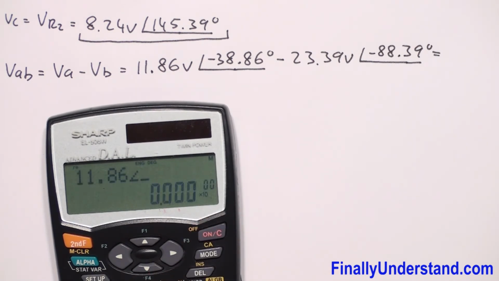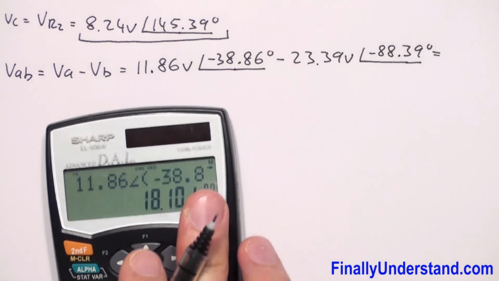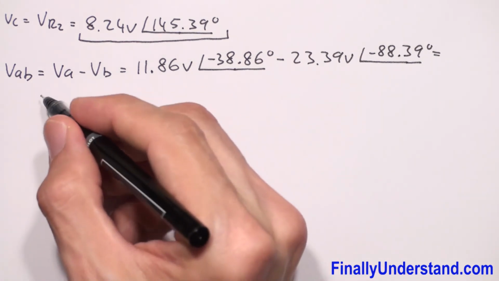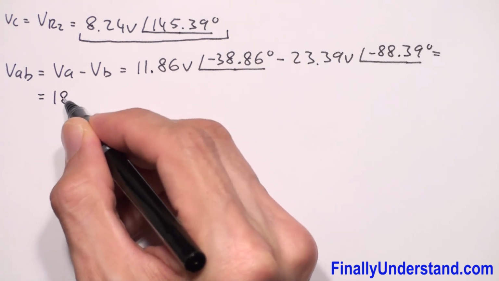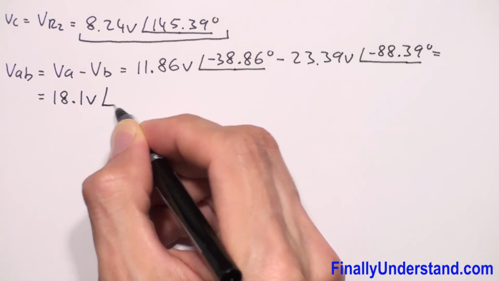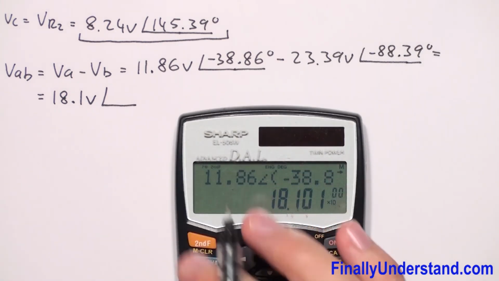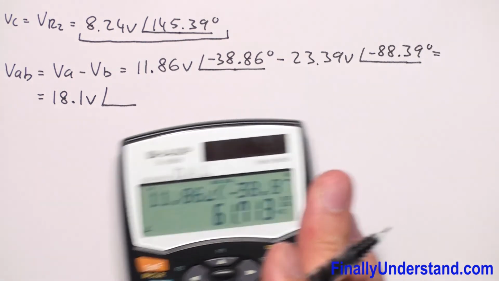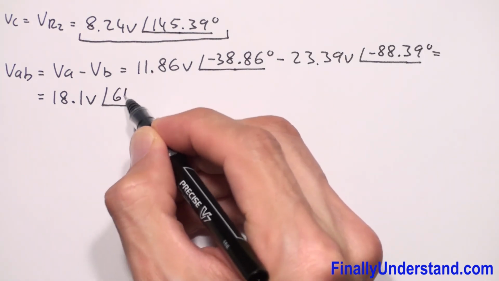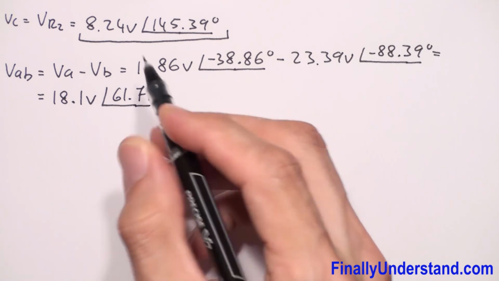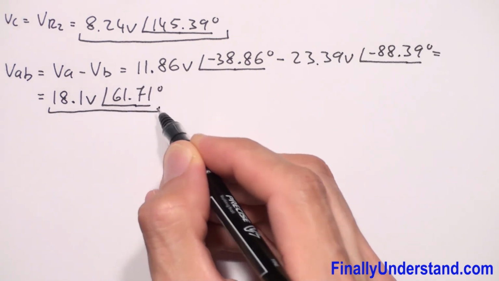This is equal, I have 11.86 and angle of negative 38.86 minus 23.39 and angle of negative 88.39. This is equal to 18.1 volts and angle of 61.71 degrees. So this is my voltage VAB.